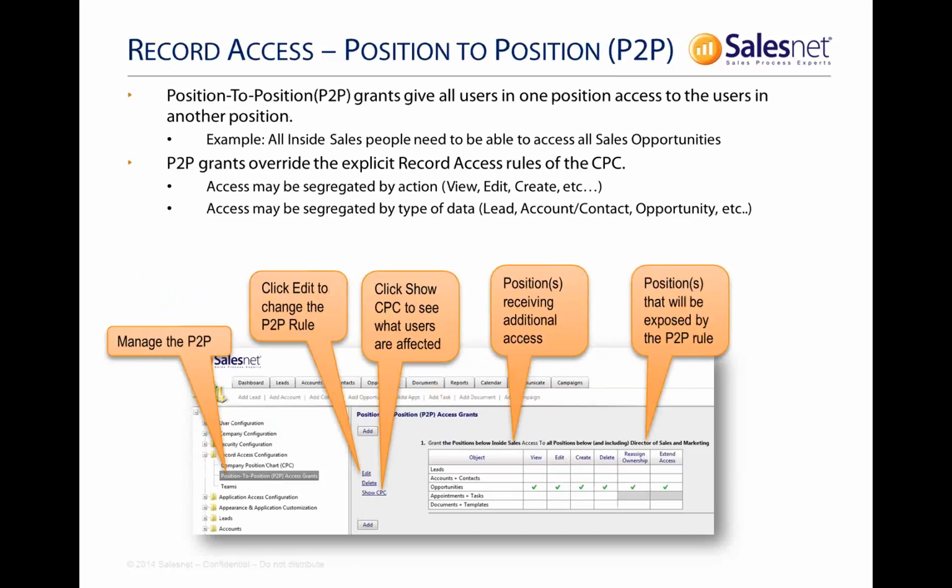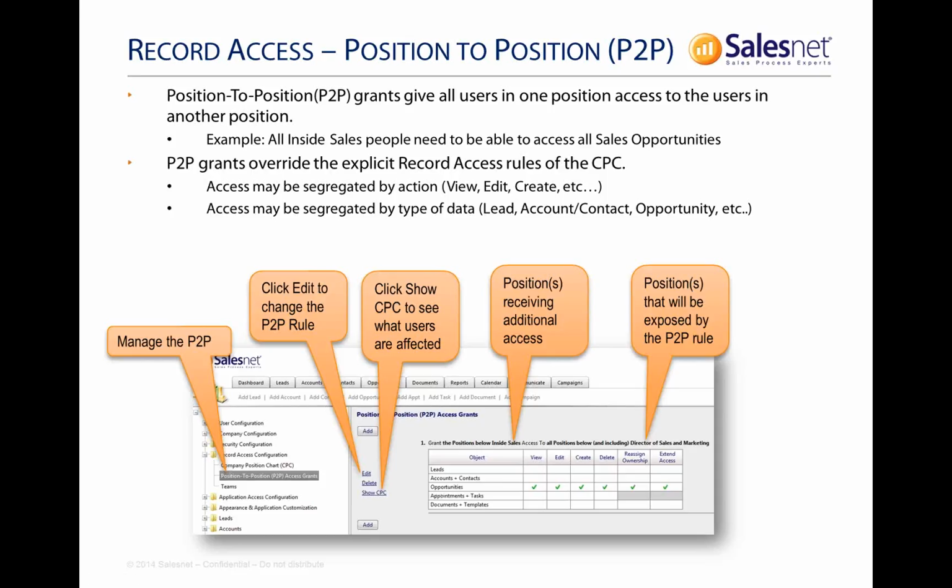Second layer is our position-to-position rules. So basically, the positions that you set up in your chart, this is the ability to make rules between those positions. So if we need the managers from the West Division to have access to the managers in the East Division, we might make a rule between those two positions. And each rule can be broken out. We don't have to give them full access. In this example, we're just giving access to opportunities.